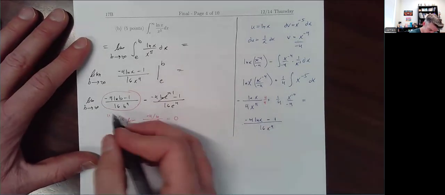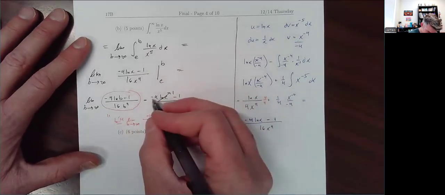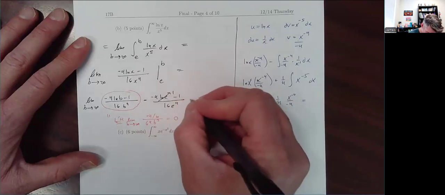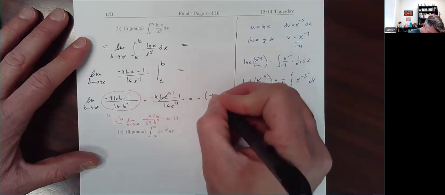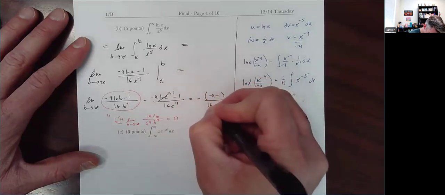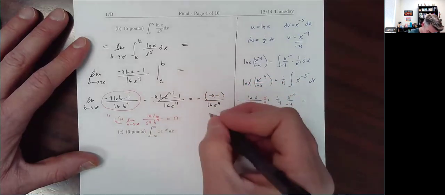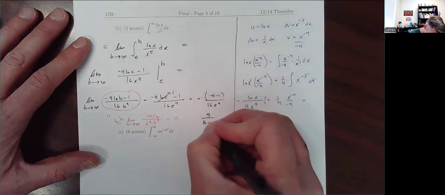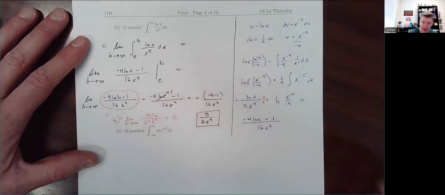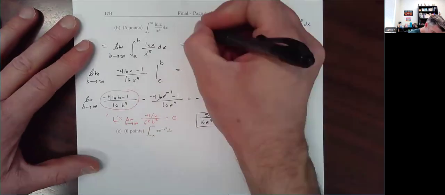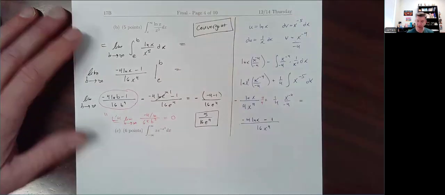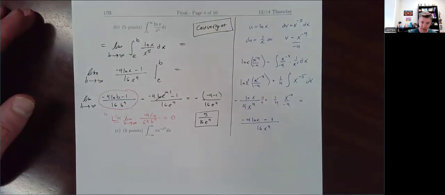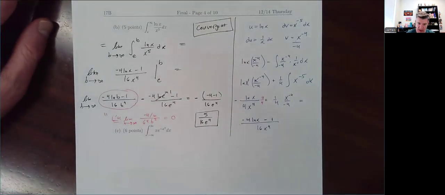So then you're going to be left with 0 minus -4 times 1. Let's see here. We have negative, let's just do it this way. -4 minus 1 over 16e to the fourth. So -5, so 5 over 16e to the fourth. That's our convergent improper integral. It converges to 5 over 16e to the fourth. Assuming I'm not making any silly mistakes.